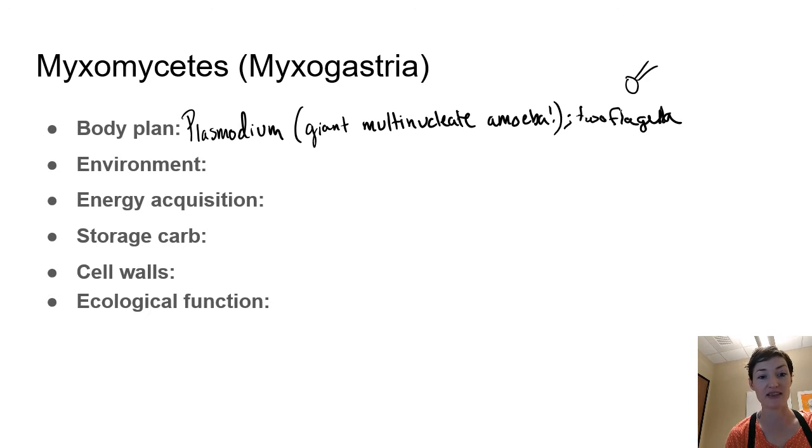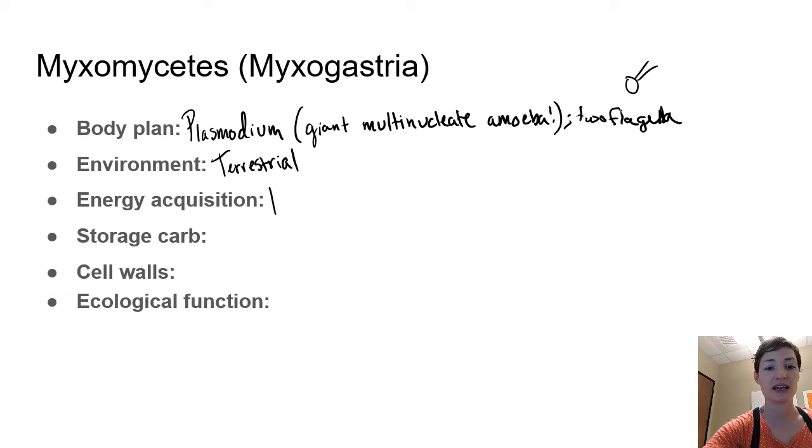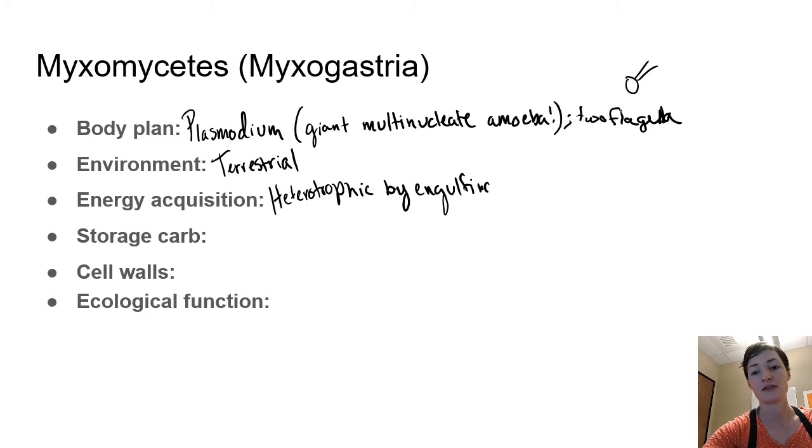So environment, where do they live? They're terrestrial. You're going to see them mostly in moist soil or decaying wood, these wet environments where they have a lot of stuff to eat. Energy acquisition, they are heterotrophic by engulfing. So whereas fungi and our oomycetes are going to be sort of barfing out these enzymes, digesting their food on the outside, then absorbing it, our myxomycetes are going to travel around as this big blob, engulfing their food.